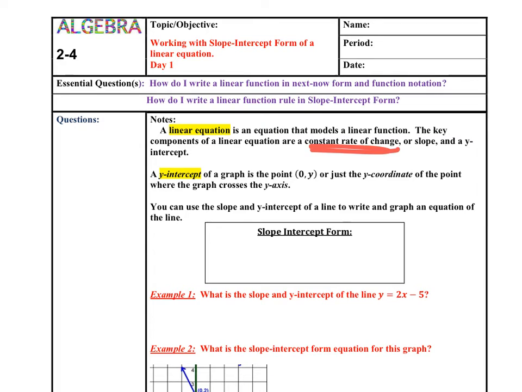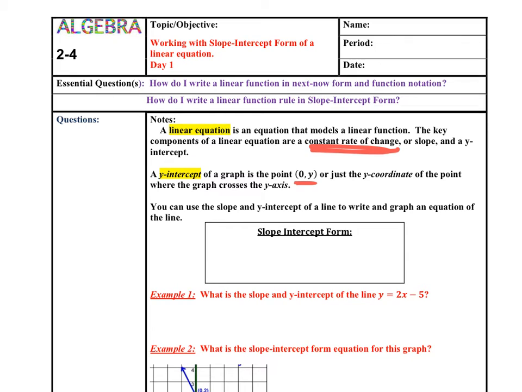The y-intercept, when we're talking about slope-intercept form, is a couple things. On a graph, it's the point (0, y), or just the y-coordinate of the point where the graph crosses the y-axis. So the y-intercept is where the line, the linear function, crosses the y-axis. You'll hear me talk about this as the starting point. It's where our graph starts. It's where our function starts.